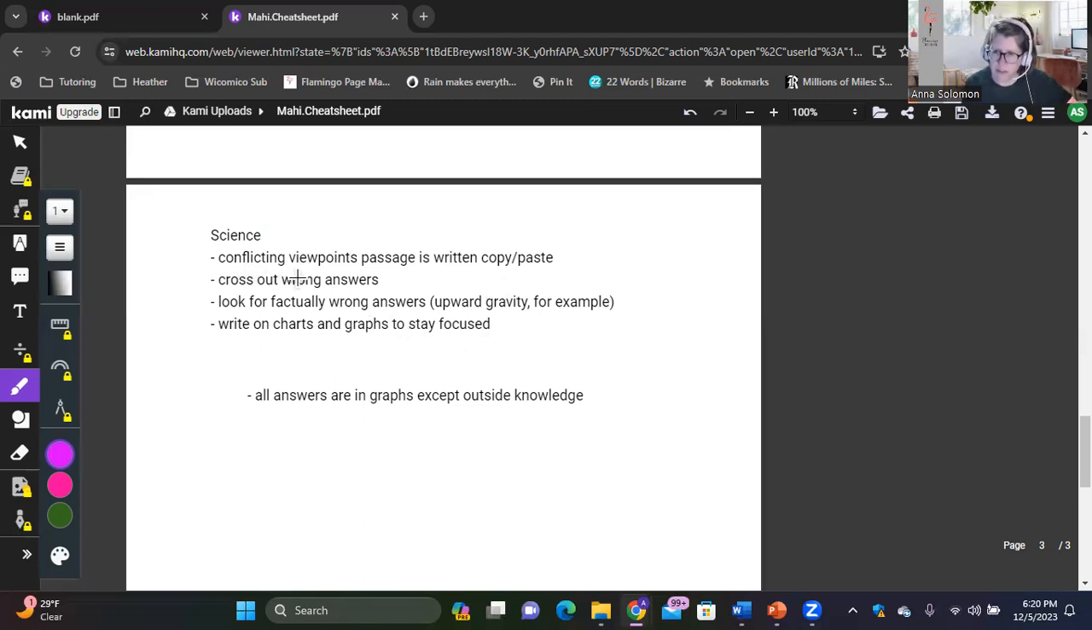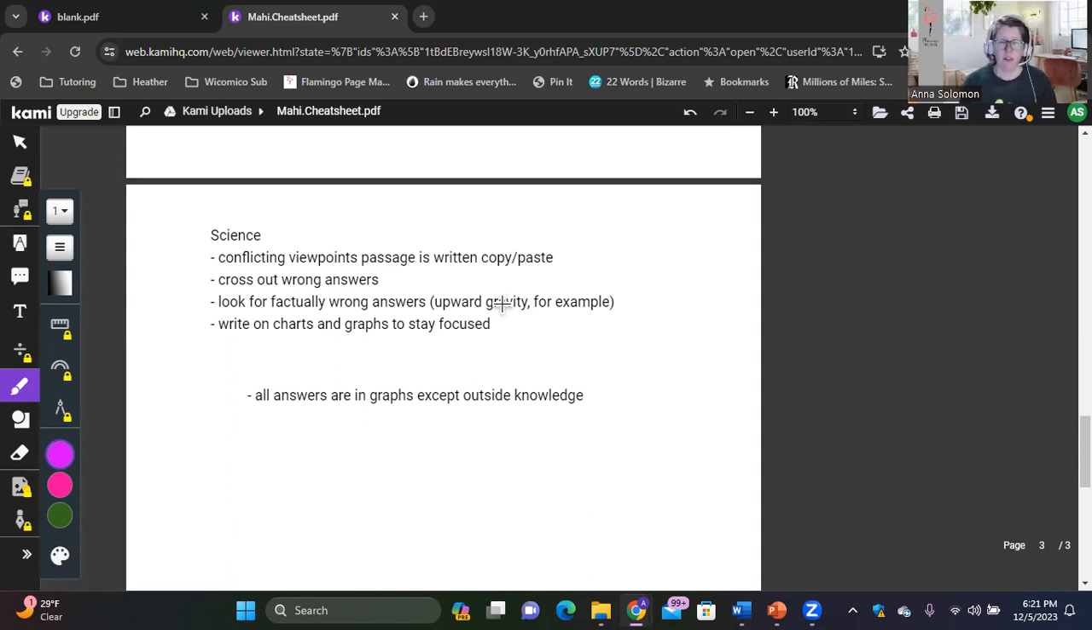Let's see, we'll just go in order. Conflicting viewpoints passage is written copy paste. What I mean by that is the one where it's all just students or scientists describing a hypothesis. That is written in the same format each time. One student will say their piece. The next student will say the exact same thing, but change some of the words from higher to lower, from hotter to colder, just change a couple of words. What that means is if you can find the answer in one student's say, you can find it in the second's in the exact same spot.